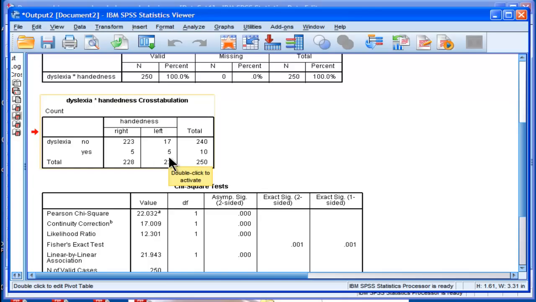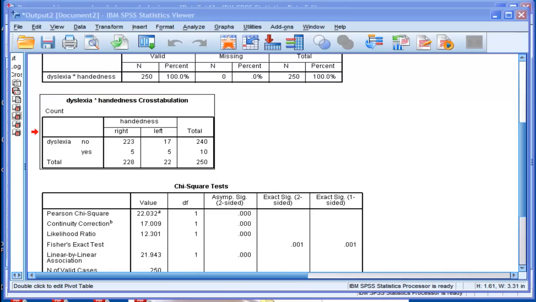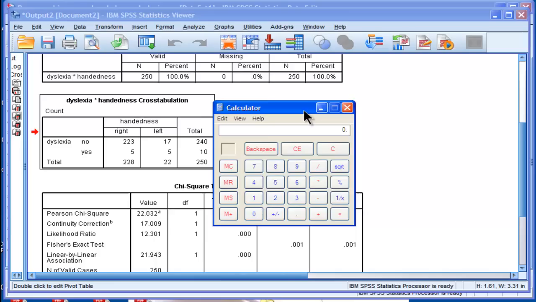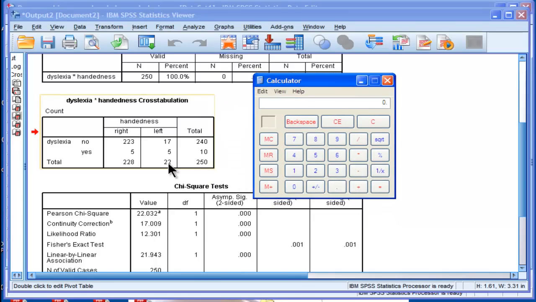The Pearson chi-square, or the contingency table analysis, is testing whether the observed frequencies are statistically significantly different from the expected frequencies. Well, what would we expect? What would we expect in terms of the number of people that are left-handed and dyslexic? Well, I can tell you that by calculating those values here. I could multiply 22 by 10, and then divide that by the total sample size, 250, and it's 0.88.